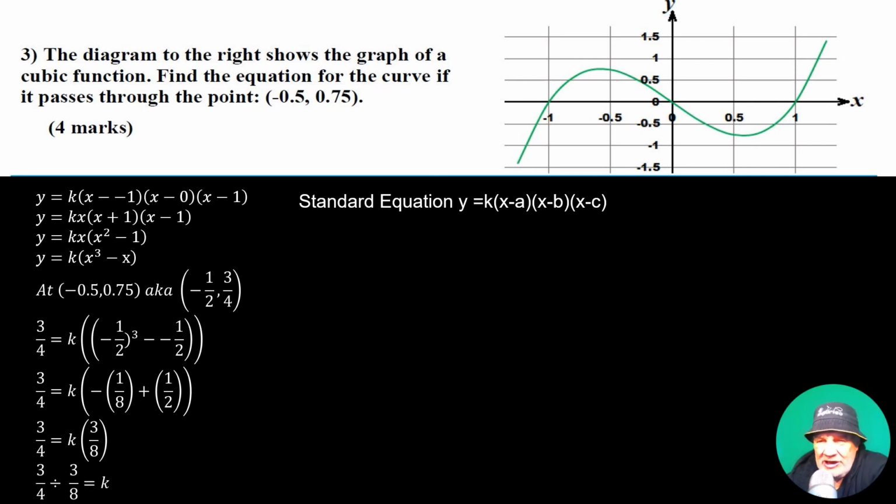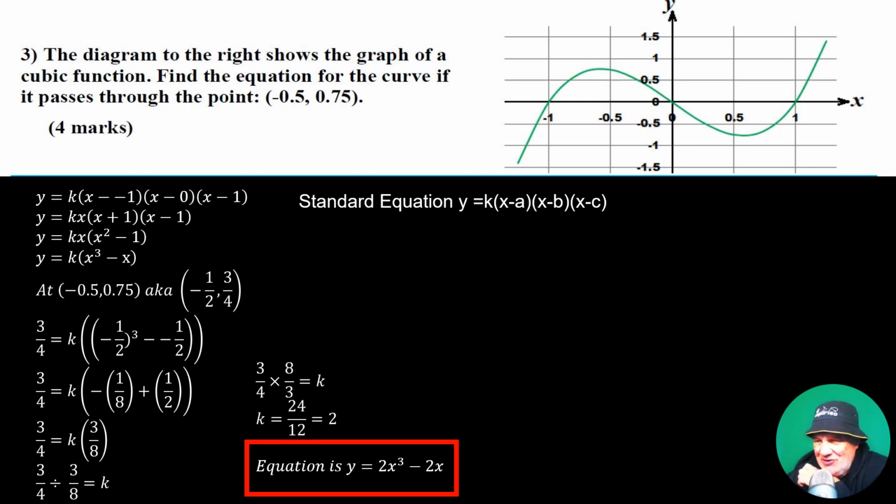So now we divide both sides by 3/8, and that's equal to k. 3/4 divided by 3/8 equals k. Run out of room there, so we'll rewrite it again here. And to divide, we change divide to multiply by the reciprocal. So 3/4 times 8 over 3 is k. k equals 24 over 12, which equals 2. So we could rewrite the equation in this form here, and that's our answer.